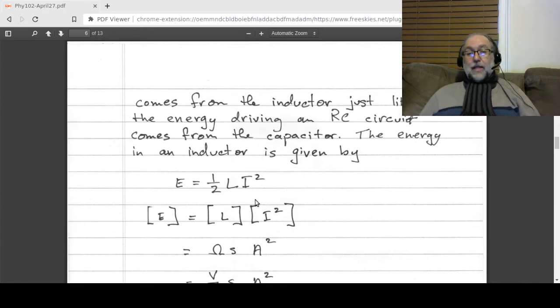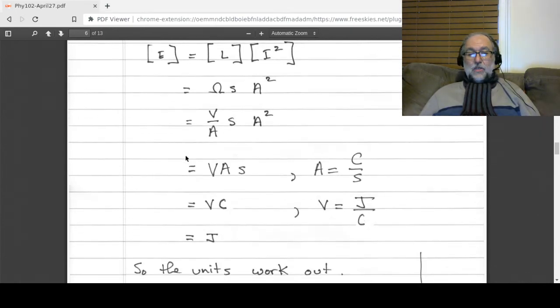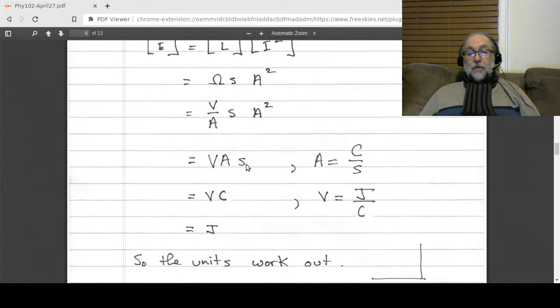And I'm going to show you at least that the units work out. So the units here have to be the units of inductance and the units of current squared. The unit of inductance is a Henry, but a Henry can be written as an ohm second. And the units of current are amps, but they're squared, so it's an amp squared. And so we get an ohm second times an amp squared. Now, what's an ohm? Resistance, out of Ohm's law, it's a volt per amp. So we can write the ohm as V over A. And so one of the amps will cancel out, and then this reduces to a volt amp second.